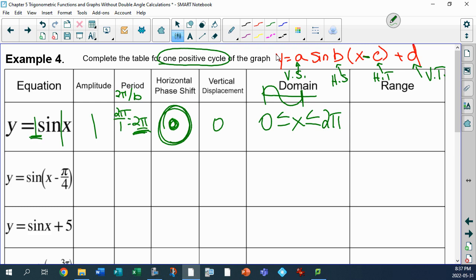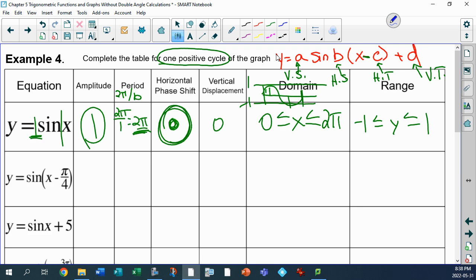What about your range? Your range is based on your amplitude. It's based on your amplitude. Remember, it's going to go up 1. It's going to go down 1. So your range is going to cycle between 1 and -1, from -1 to +1, done. Okay, so now let's start throwing some crazy stuff at you here.